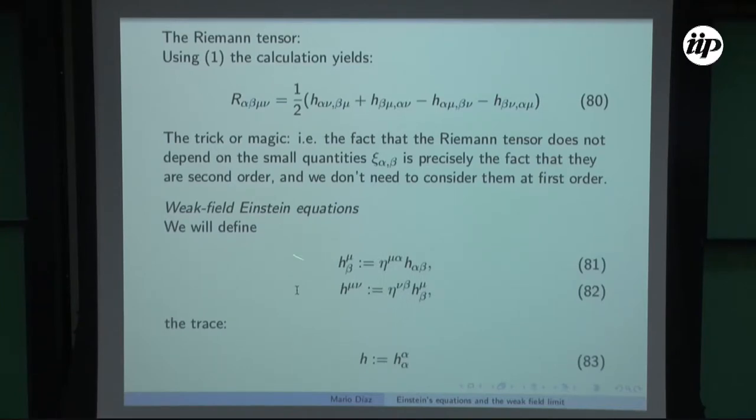The interesting thing of all this is now if we calculate the Riemann tensor, which is a monster quantity, 256 components in four dimensions, the calculation is going to yield just this. So notice how simple it is, because all the other parts are Minkowski. Proving this is a bit of calculation, but rather easy. So the Riemann tensor can be written in terms of this, and of course, the Minkowski metric doesn't get into it. So the Riemann tensor does not depend on these small quantities because they're second order. And that means that at first order, we don't need to consider them.